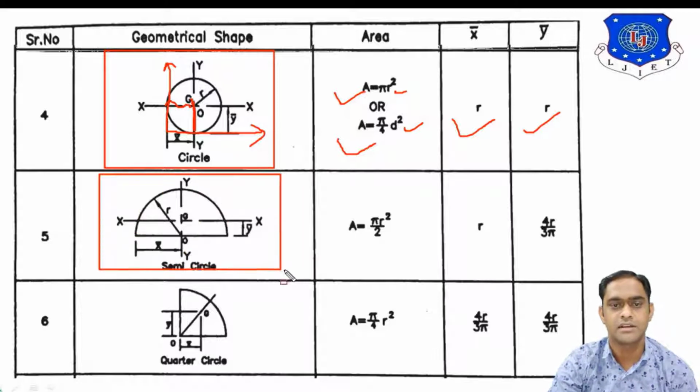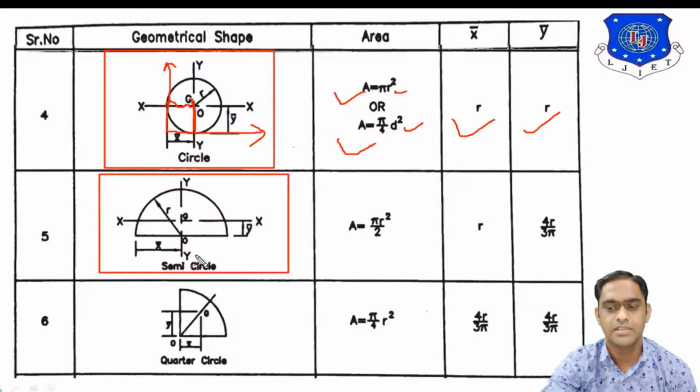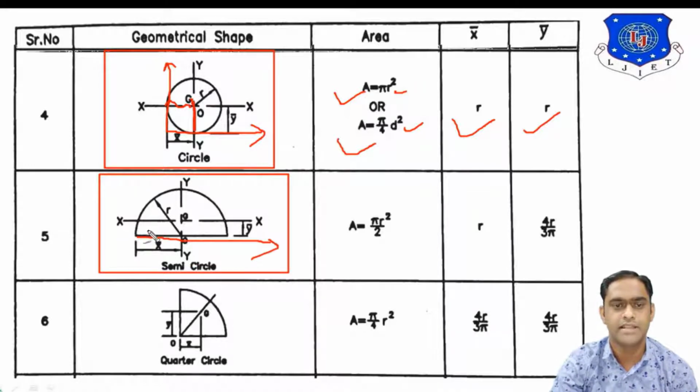It is the semicircle. For the semicircle, you can draw x-axis from the bottom like this and y-axis from the left side like this. You just forget about x and y-axis for now. This is the center of gravity of the semicircle, you can see. From the y-axis, the distance up to CG is equal to radius is equal to x bar. So x bar is equal to radius only.